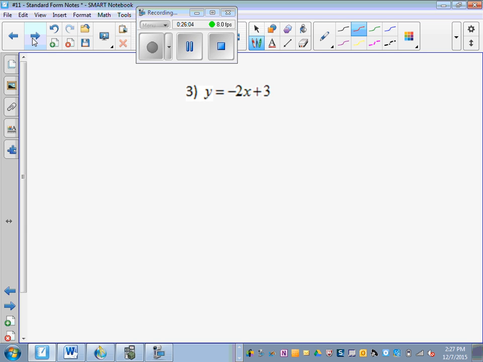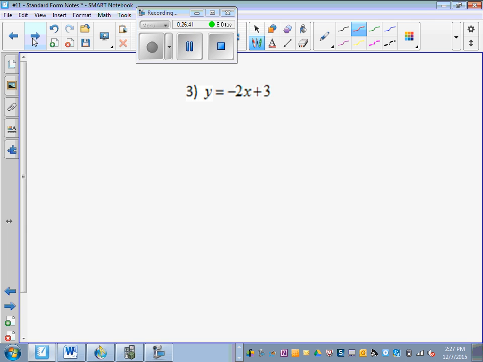y equals negative 2x plus 3. Before we start going crazy with standard form, what type of equation is this? Slope intercept, yeah. So if I told you to graph this line, what would my y-intercept be? 3. What would my slope be? Negative 2. Yeah, see, it ties together. Standard form is just another variation of writing slope intercept.